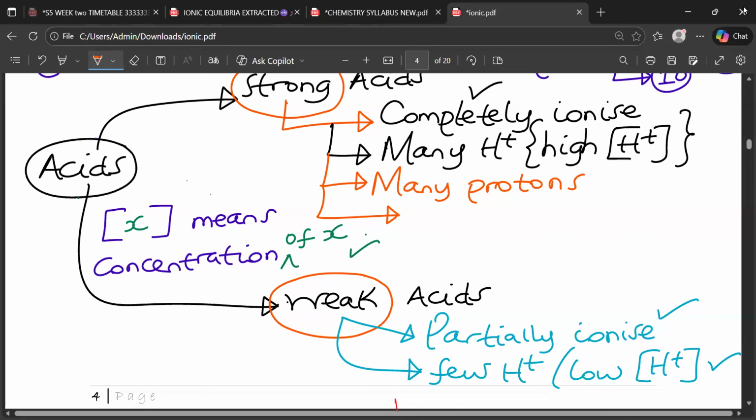So my question is, if it's giving us many protons, does it easily donate or it hardly donates? Does it more easily donate or it less easily donate? Okay, does it find it easier to donate protons or it finds it hard? That's what I want to see. More easily, yes, more easily.